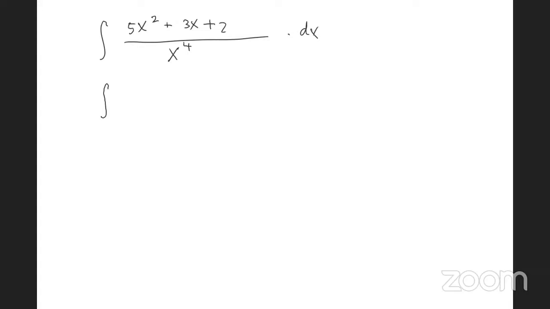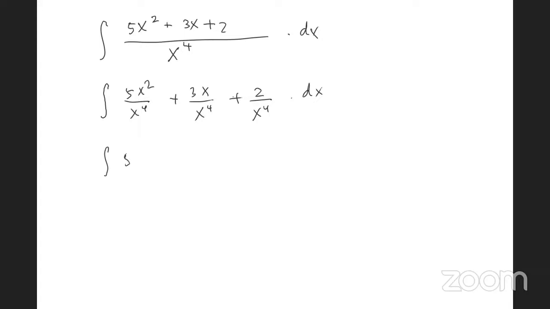Yeah, you can carry x to the 4 on top. Now you might be able to factorize that. So what you could do is divide each of the terms on top by x to the 4 and then simplify it out.